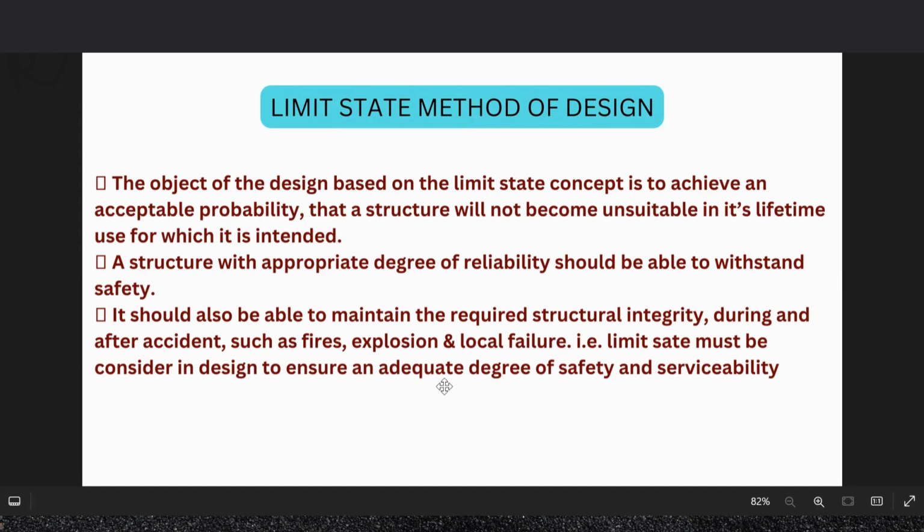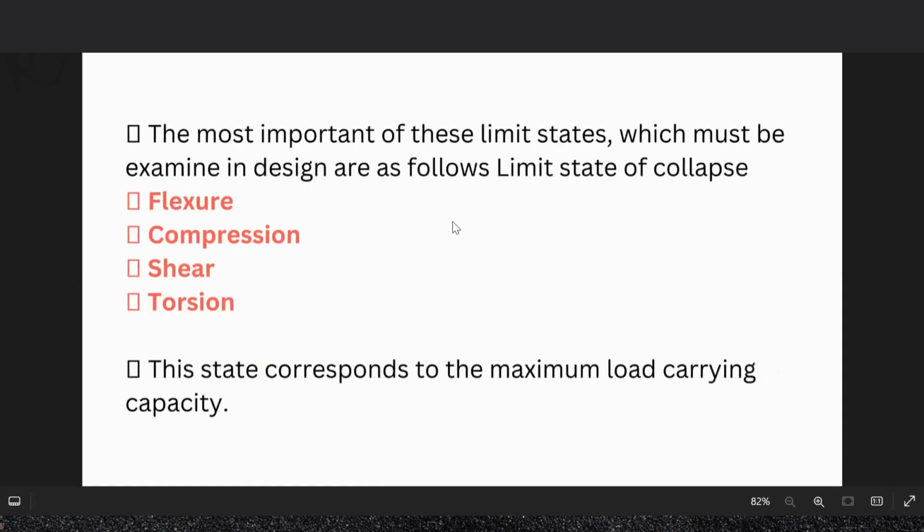Now, the third part: the most important aspects of the limit state which must be examined are flexure, compression, shear, and torsion. These are the four things which we need to discuss, and we will definitely discuss them in our coming sessions. This state corresponds to the maximum load carrying capacity in the short term.